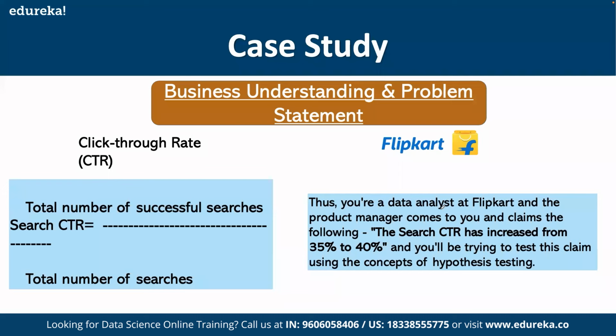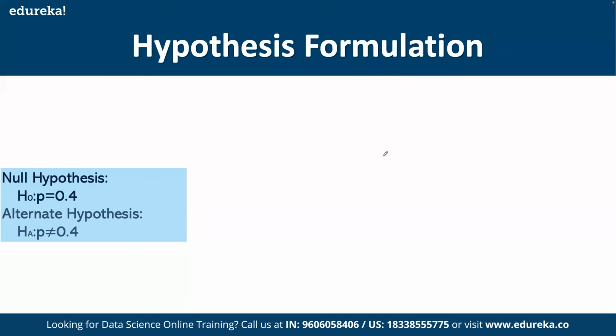Here, we are going to test whether the claim made by the product manager is statistically valid from the given data or statistically invalid. In order to check that, you are going to perform hypothesis testing. First, you define the null hypothesis and the alternate hypothesis. The null hypothesis says there's a 40% CTR, that is, P is equal to 0.4. And the alternate hypothesis is P is not equal to 0.4.